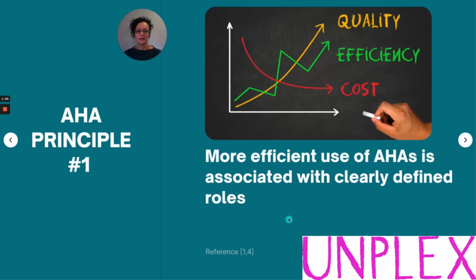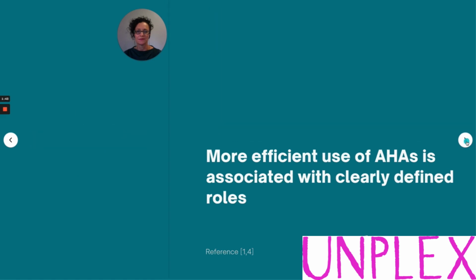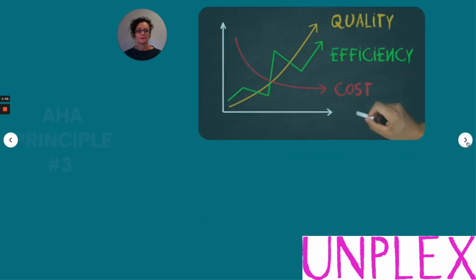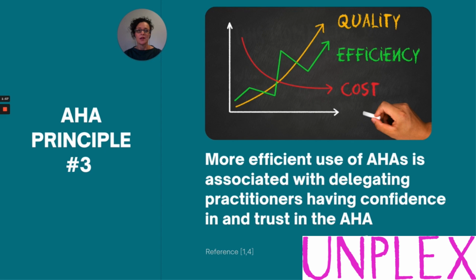Number 1, more efficient use of allied health assistants is associated with clearly defined roles. Number 2, more efficient use of allied health assistants is associated with clearly defined, unambiguous and understood delegation practice. Number 3, more efficient use of allied health assistants is associated with the delegating practitioners having confidence in and trust in the allied health assistants.